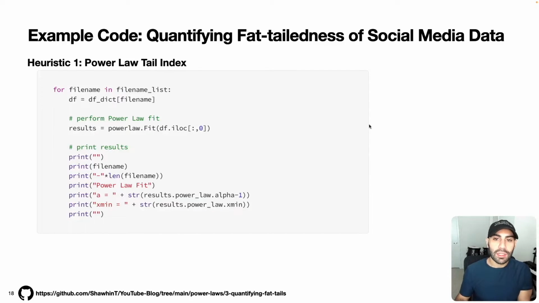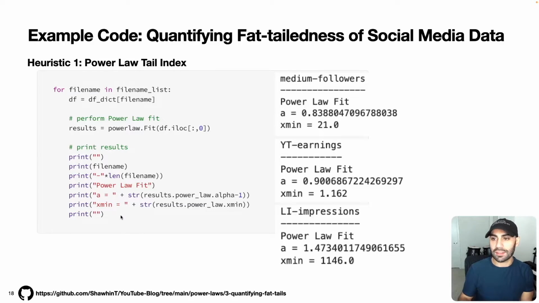Starting with heuristic 1, the power law tail index. Here I'm using a for loop just to, again, loop through each of the 3 data sets stored in this dictionary. But the key line of code is just this one line here where we fit a power law to our data. And so this is exactly what we did in the previous video of the series. And then these 7 lines here is just printing the results.